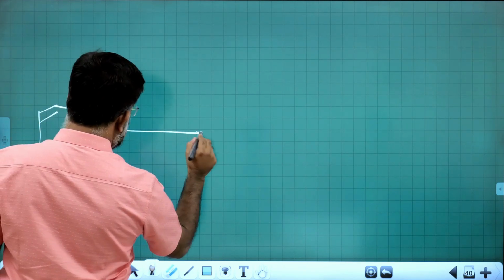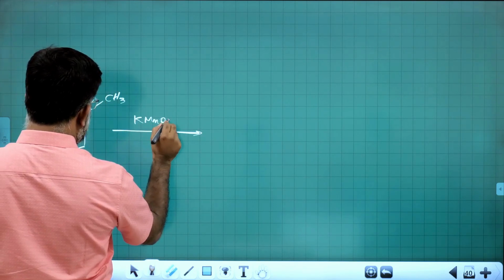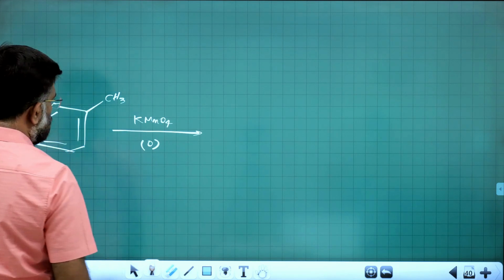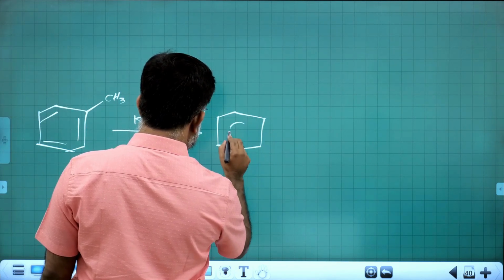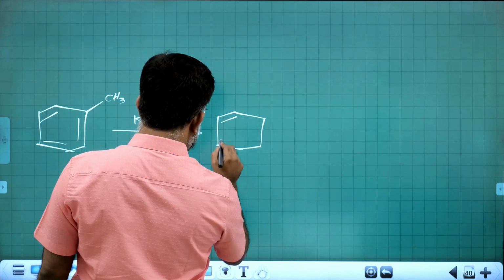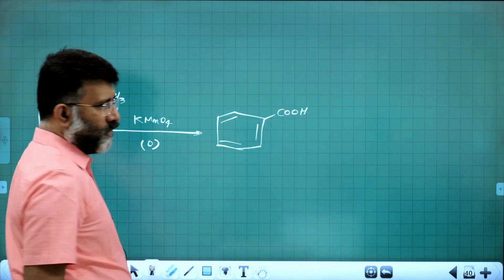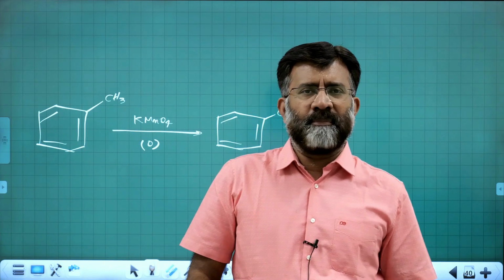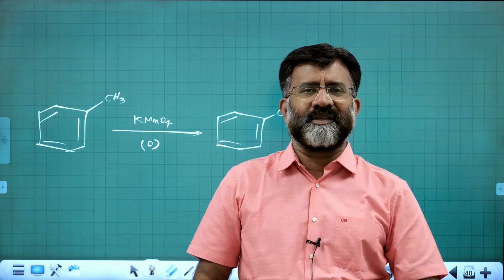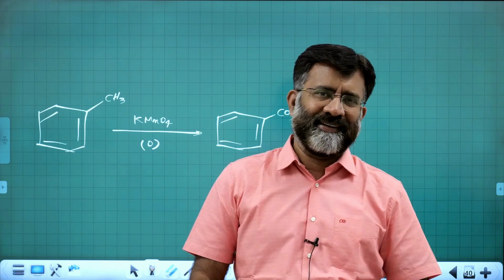You can see this oxidized with a strong oxidizing agent like say KMnO4. It undergoes oxidation and the side chain is oxidized to benzoic acid. You get a COOH. And I think all of you may be remembering it happens irrespective of the length of the chain.